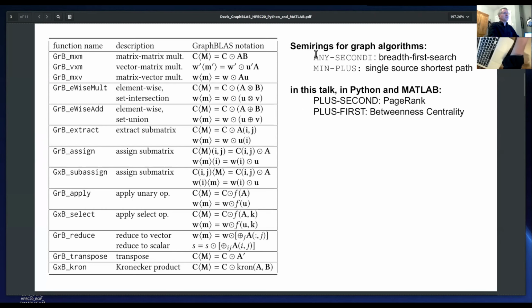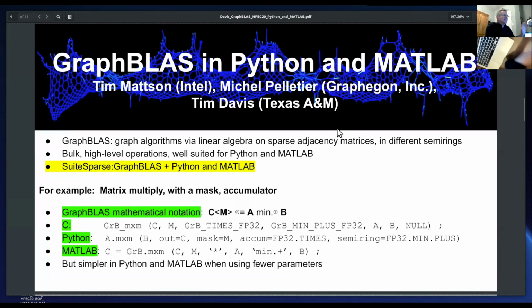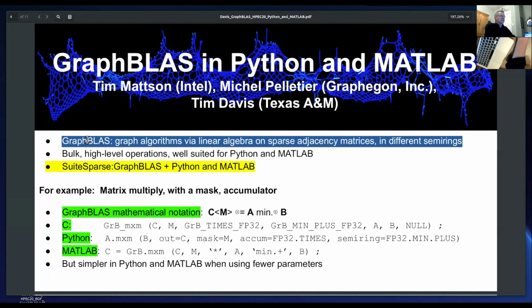Different semirings appear in different graph algorithms. The BFS relies on the any second I semiring. A shortest path problem uses the min plus semiring. In the next slides, I'll illustrate the Python and MATLAB code for PageRank and Betweenness centrality, which use similar semirings, plus second and plus first. That's a quick intro into GraphBLAS itself.